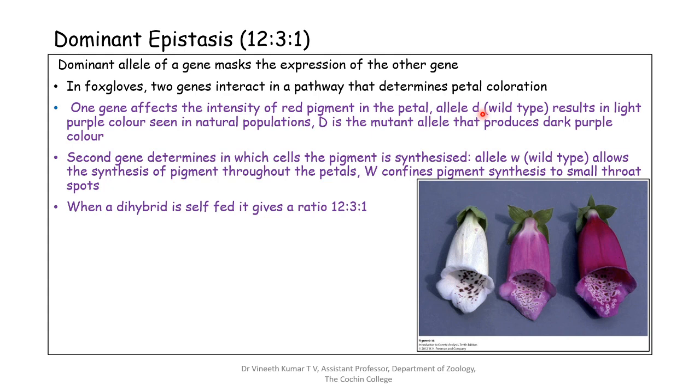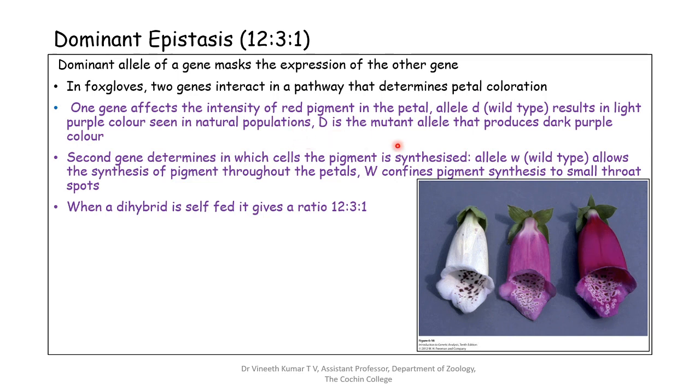If you see the case here, the wild type allele is small d. That is a recessive allele of that particular gene, and it causes the coloration, which is light purple, in the natural population. And you have the dominant allele, capital D, which is a mutant one, and that produces the dark purple color. So this is produced by the dominant allele, which is the mutant one.